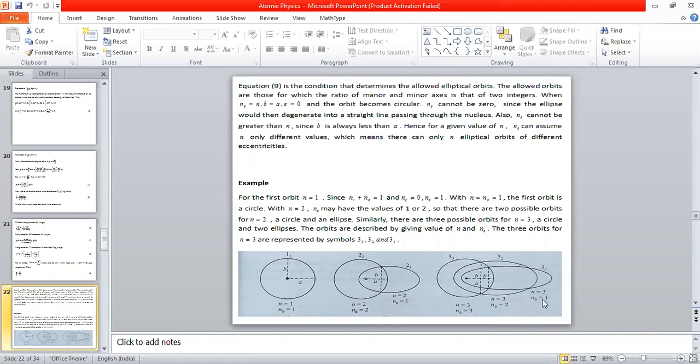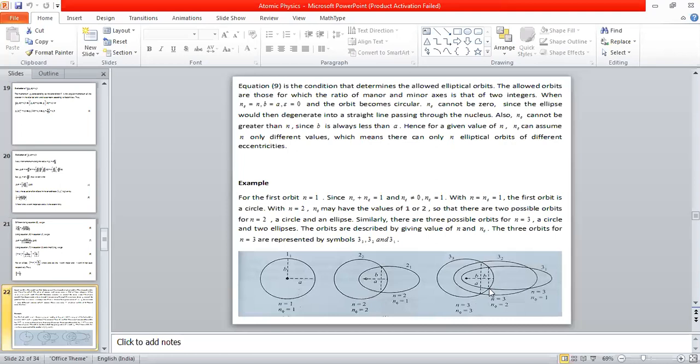And if I go to the case of nφ is equal to 1 and n is equal to 3, nφ by n is 1 by 3. Taking 1 by 3, again that is less than 1. So therefore b is less than a. So therefore it leads to another ellipse. So therefore in the case of n is equal to 3, third energy orbit, 3 suborbits are possible. One is circular orbit and 2 more are elliptical orbits.